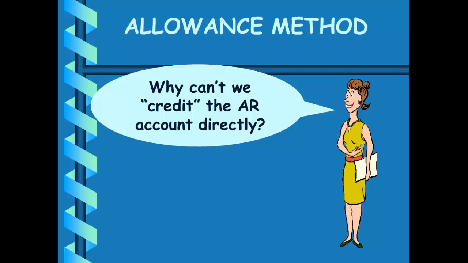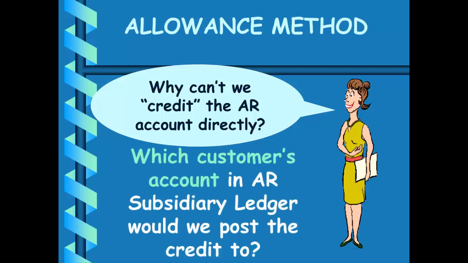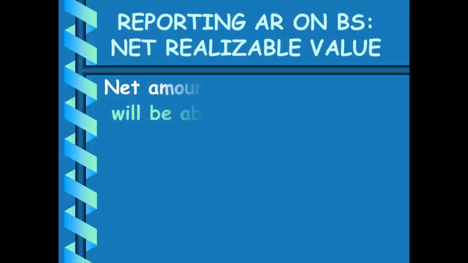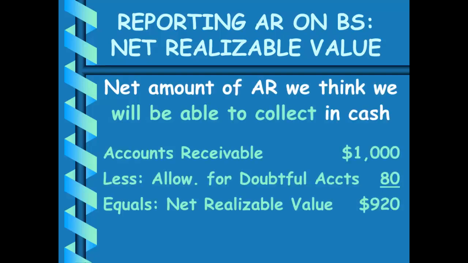Remember, this is an estimated amount. It's not like one particular customer won't pay me. So I would not know which customer's page to post it to instead. How does accounts receivable show on the balance sheet? Well, we're going to show it at the total amount, and then we're going to subtract the balance in the allowance for doubtful accounts.